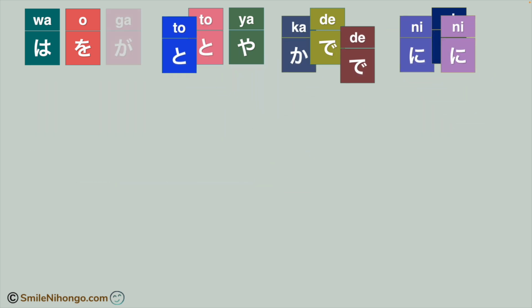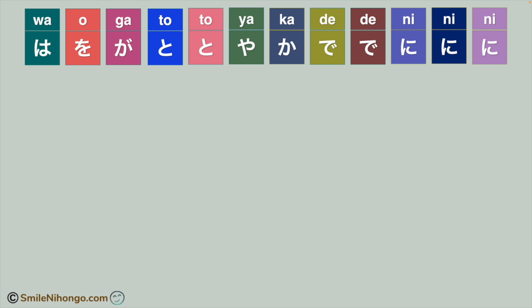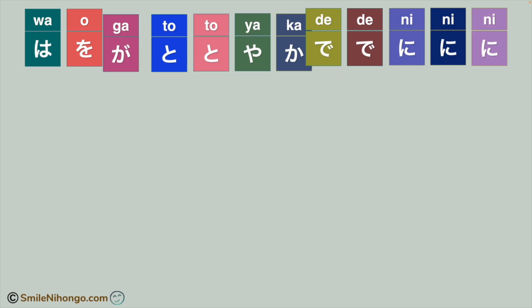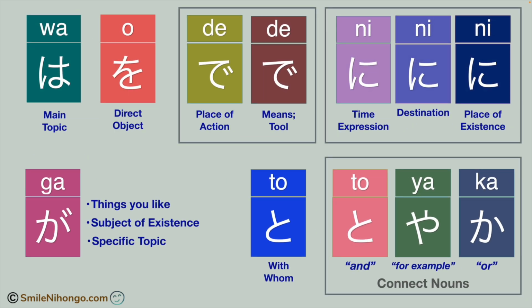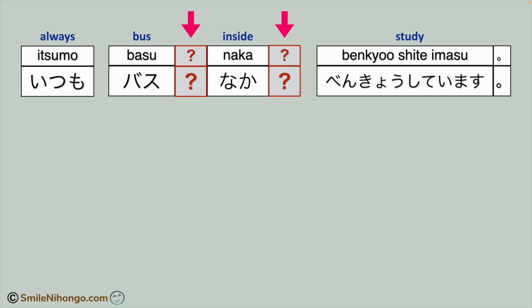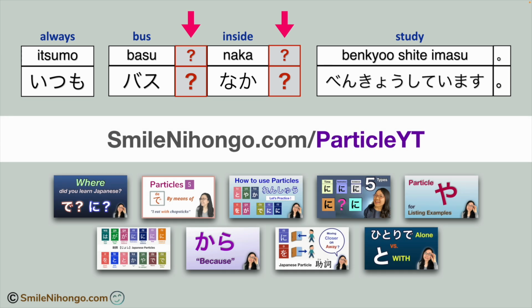I hope it was helpful for you to understand these basic particles better. So these are the particles and their functions we covered in today's lesson. Please remember they are not the only particles that we have in Japanese, nor the only functions of these particles. The best way to learn particles is to use them in context. Practice completing a sentence like this with correct particles. I have particle exercises on my channel, and you can find all of them on a playlist.